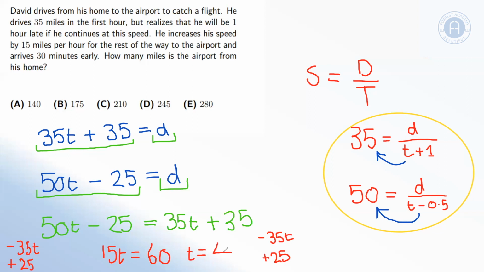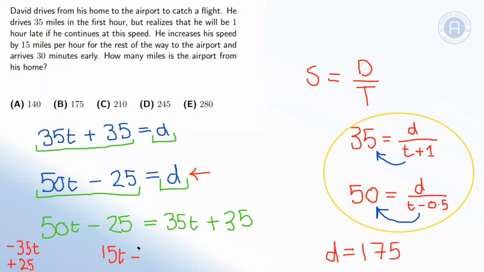So we now have a time. We now have the time he should take is 4 hours. We can put that into either of these equations to work out our distance for D. I'm going to place it into this second equation because it seems the simplest one. 50 multiplied by 4 is 200, minus 25 is 175. So T equals 4, and our distance is equal to 175.